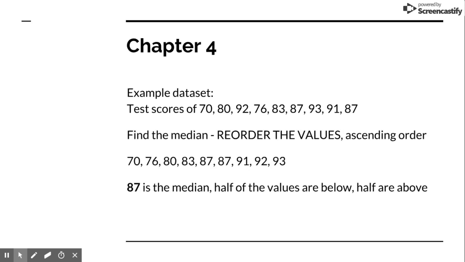So using the same test scores, let's find the median. The first thing to remember, it's really important, is that you need to reorder the values into ascending order. So I can't keep it at 70, 80, 92, 76 because all of a sudden I go backwards. So I reorder them in ascending order: 70, 76, 80, 83, 87, 87, 91, 92, 93. And you'll see that in the middle is 87. To the left of the 87, there are 4 values below, and to the right, there are 4 values that are above.